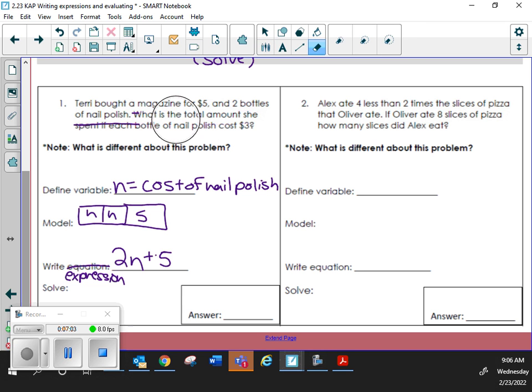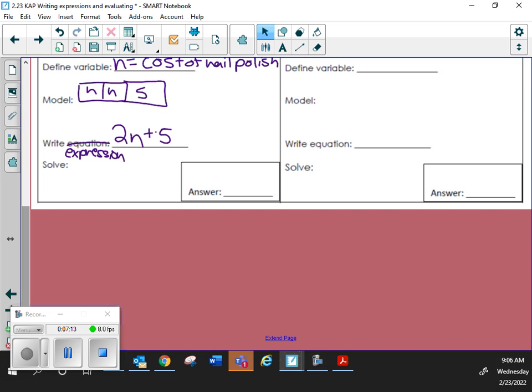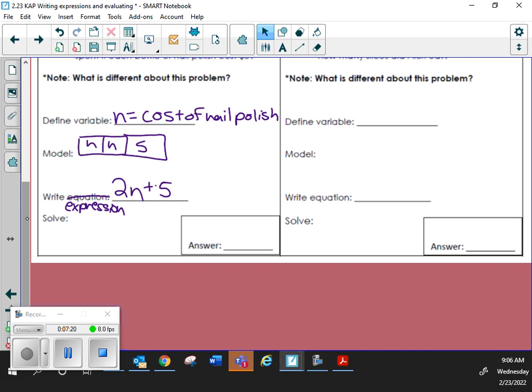Now we can read the second sentence. What is the total amount she spent if each bottle of nail polish costs $3? So now what we're going to do is substitute. Substitute, like a substitute teacher, you replace the teacher with another thing, right? In substitution in math, we're going to replace the letter N with what value? 3. Okay? So we're going to first rewrite it. So 2 times 3 plus 5. Order of operations tells me to do what part first? That gives me 6, plus 5 is 11.